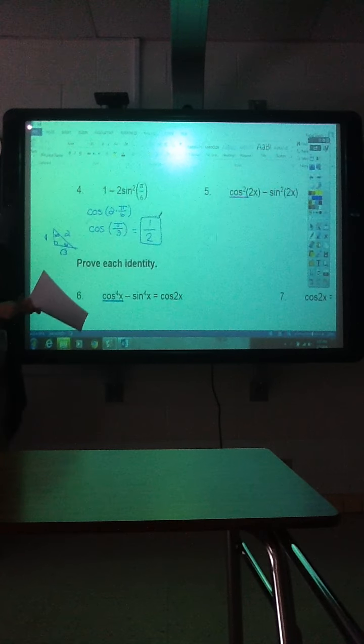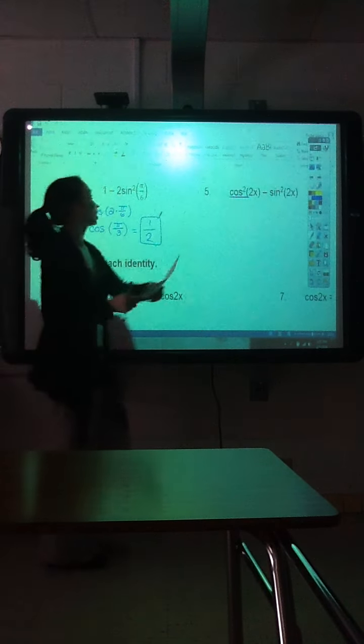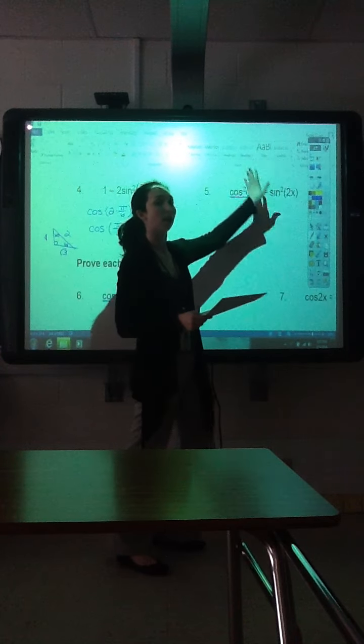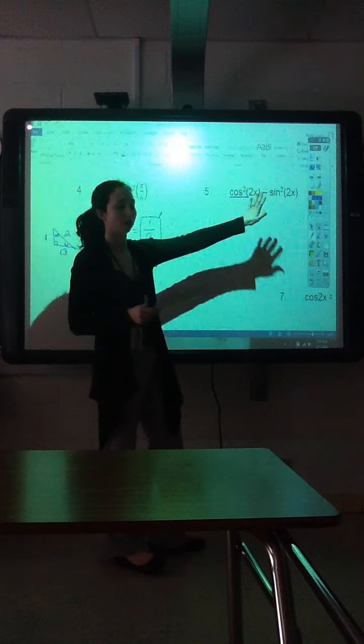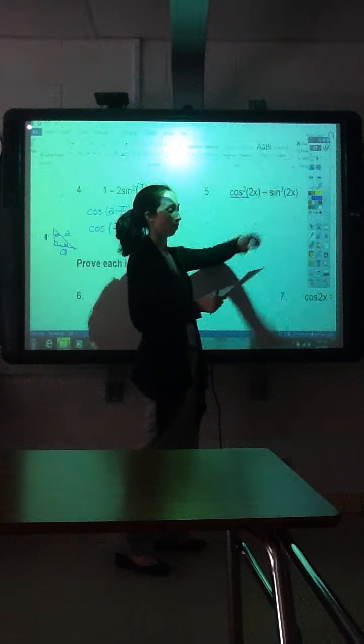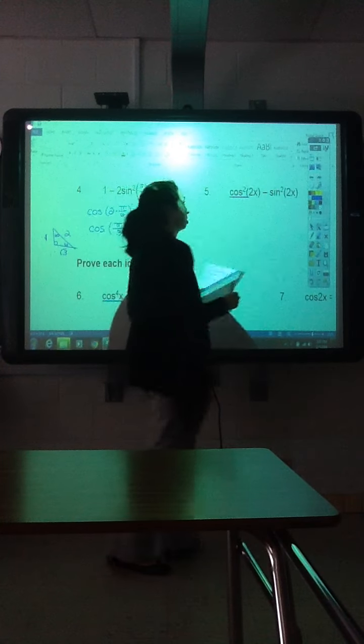And last but certainly not least, we have this one. Now again, notice no pi's, no degrees, so this is not going to have a number answer. You're still going to have sine or cosine involved. Cosine squared minus sine squared is the first cosine double angle.